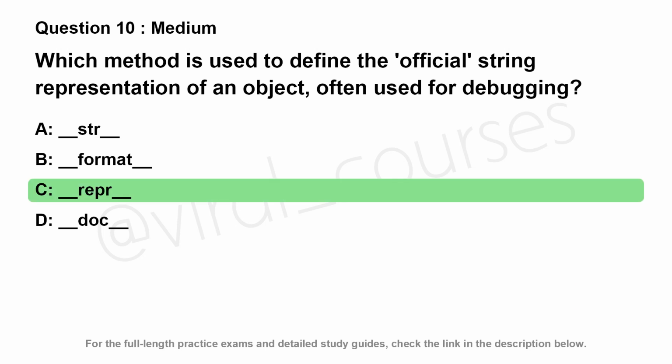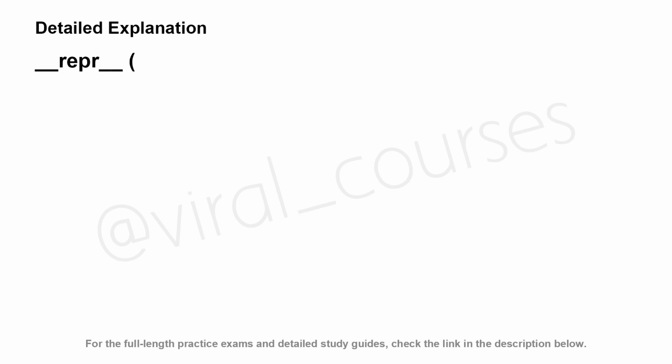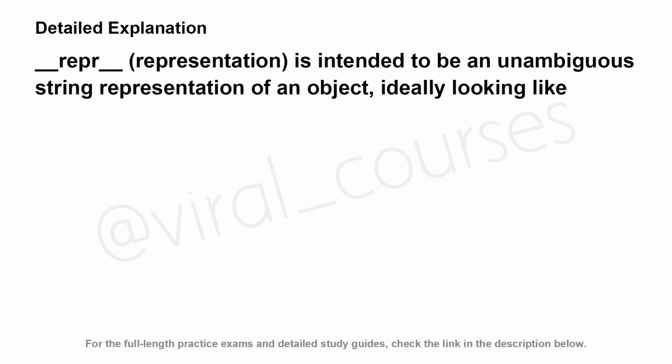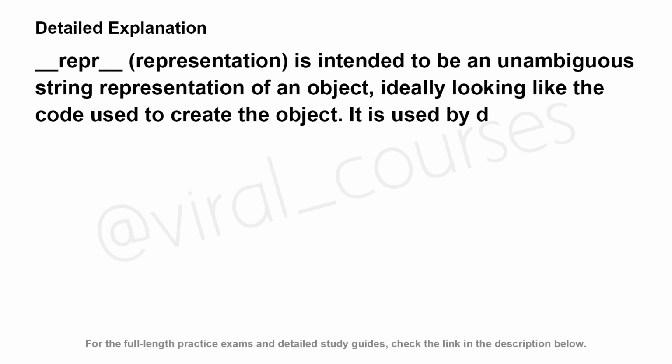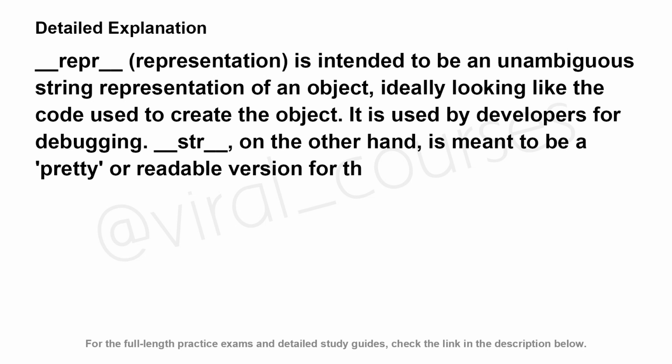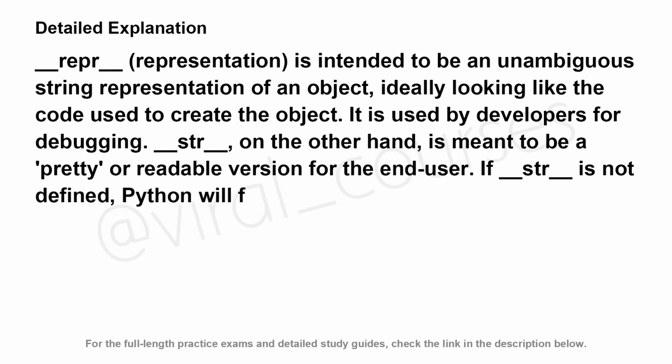The correct answer is C. __repr__. Representation is intended to be an unambiguous string representation of an object, ideally looking like the code used to create the object. It is used by developers for debugging. __str__, on the other hand, is meant to be a pretty or readable version for the end user. If __str__ is not defined, Python will fall back to __repr__.